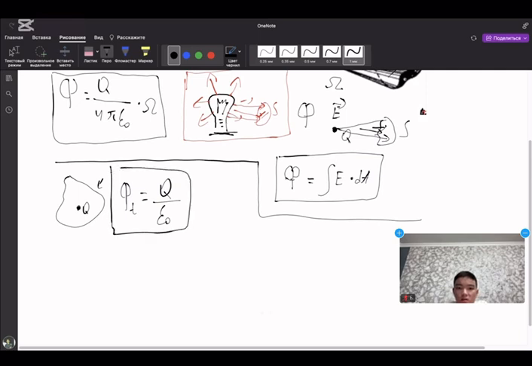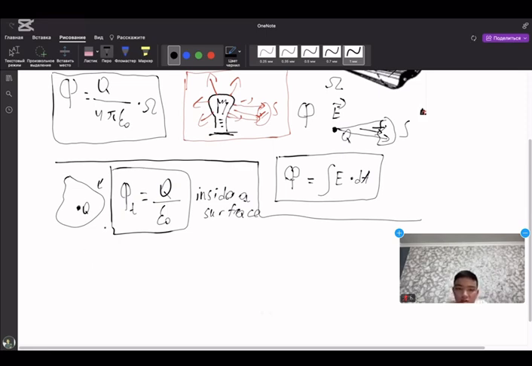This is when the charge is inside a surface. This means that no matter what shape this surface is, as long as it's completely around the charge, the total flux is always the same.